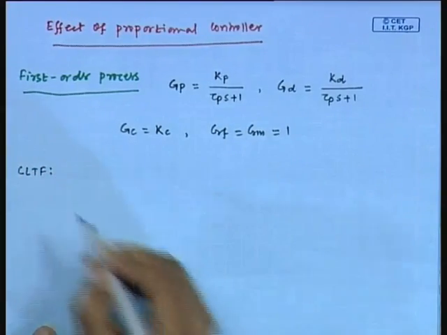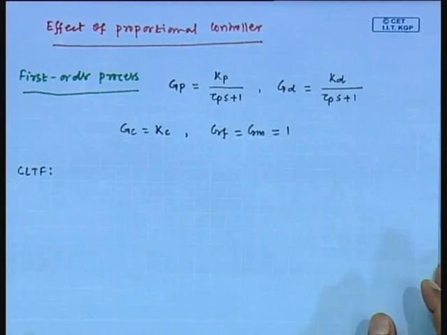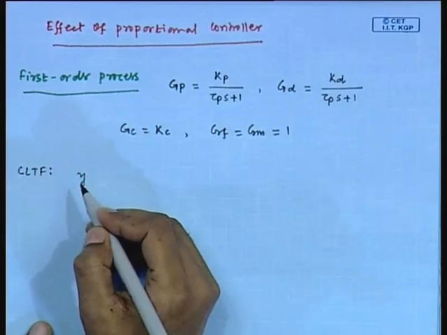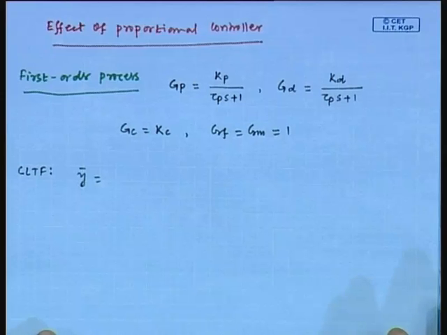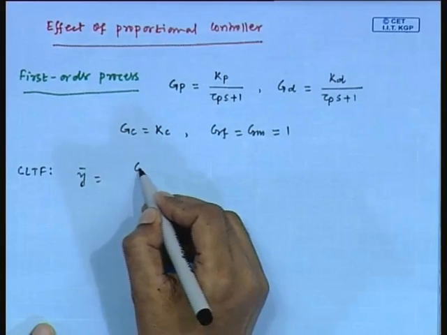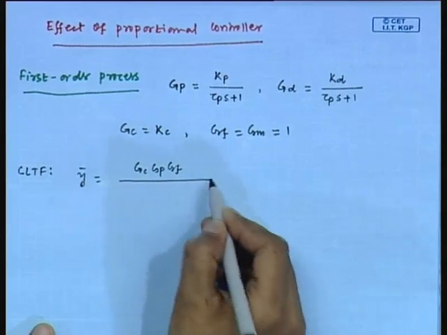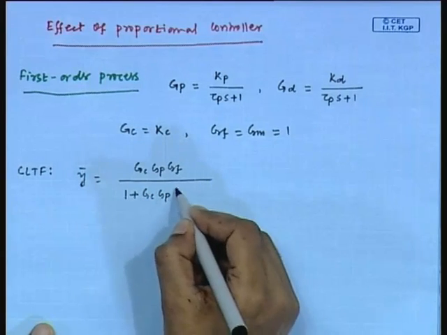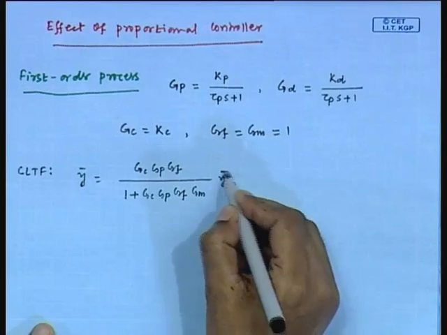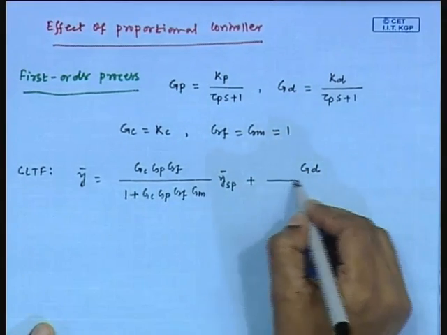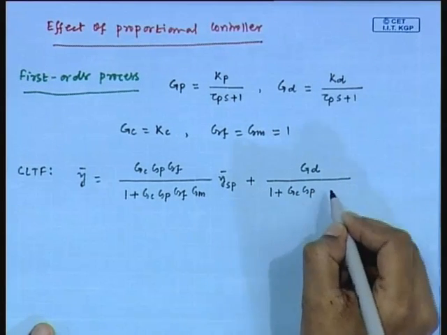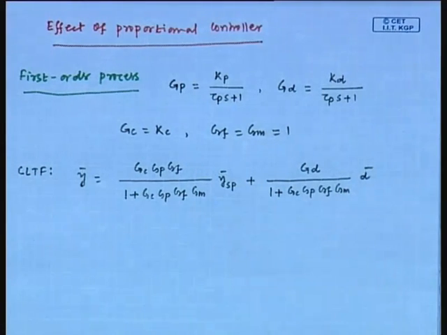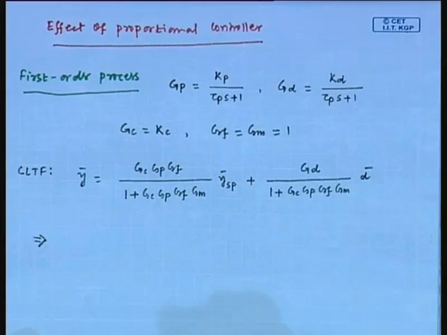Now we will try to develop the closed loop transfer function. For that purpose we will start from the general form of closed loop transfer function, which can be written as y bar equals Gc Gp Gf divided by 1 plus Gc Gp Gf Gm y set point bar plus Gd divided by 1 plus Gc Gp Gf Gm d bar. Now we need to substitute all the individual transfer functions in this generalized form.